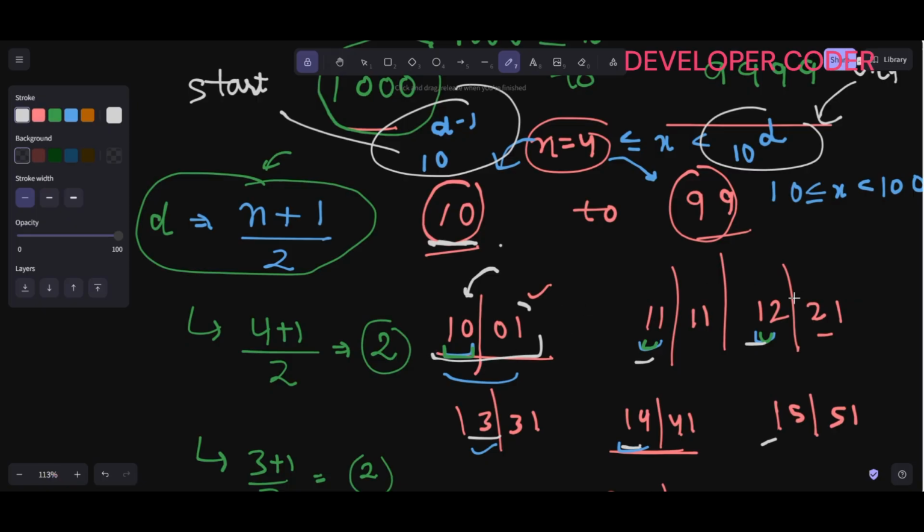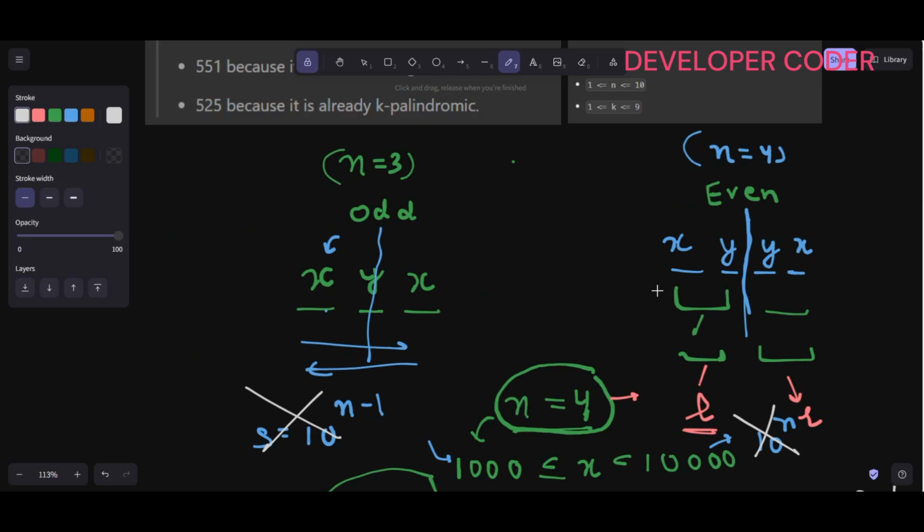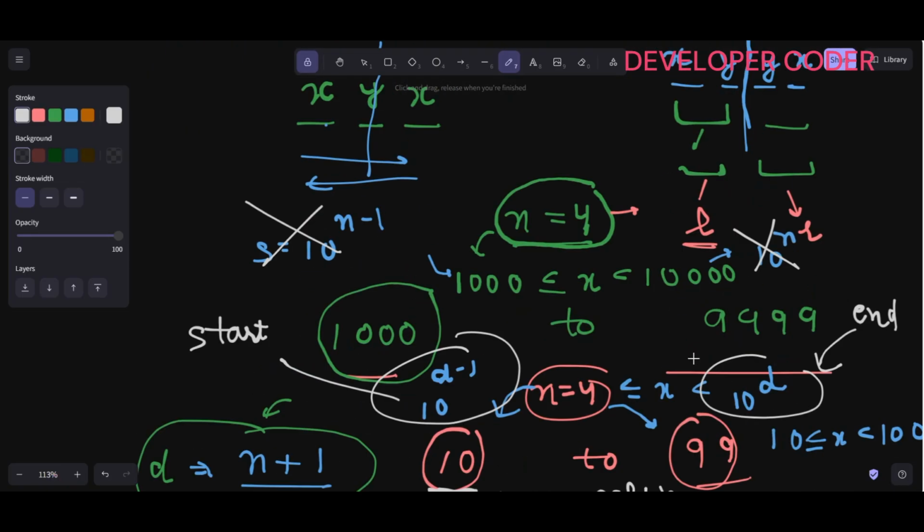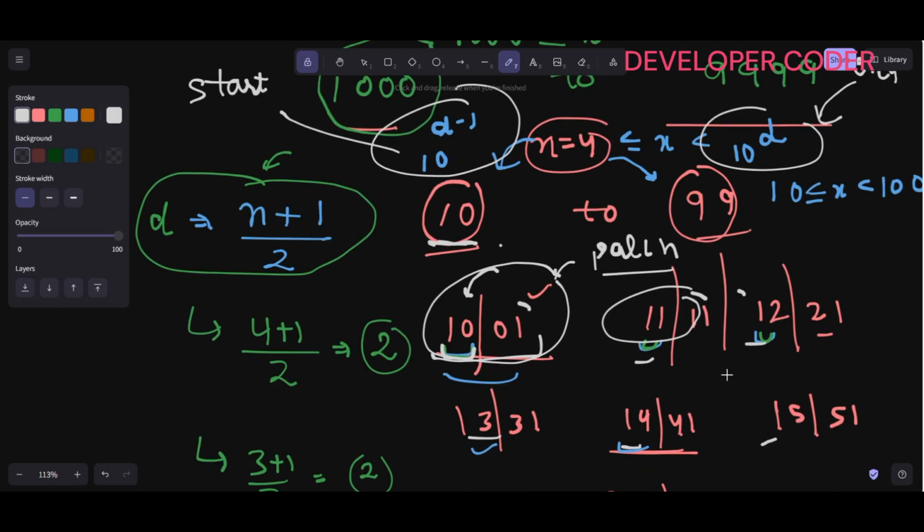And then after doing this, first writing this 10 and then doing the mirror image, so definitely all of these are going to be palindromic only. I'm not saying k palindromic, they are going to be palindromic only. After that, this complete number I will also divide by k, whatever the k value I have. And if it's completely divisible, then that simply means that particular number is going to be my k palindromic. So this is done.